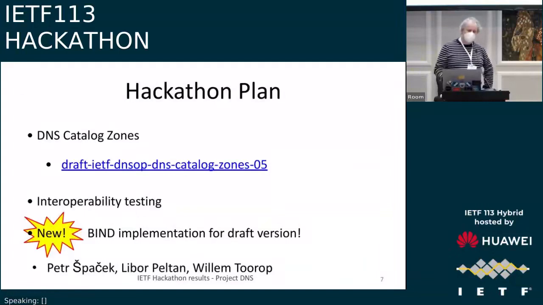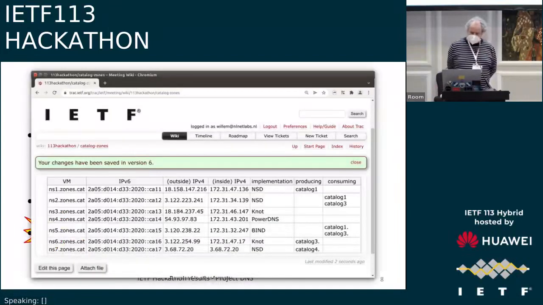Catalog zones. We did interoperability testing. There's a new BIND implementation for the version in the draft. And we created a table on the Hackathon wiki to coordinate which catalogs were served by which implementations and which other implementations consumed them. So there was good progress there.